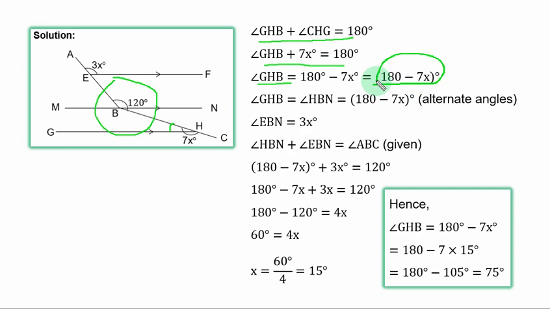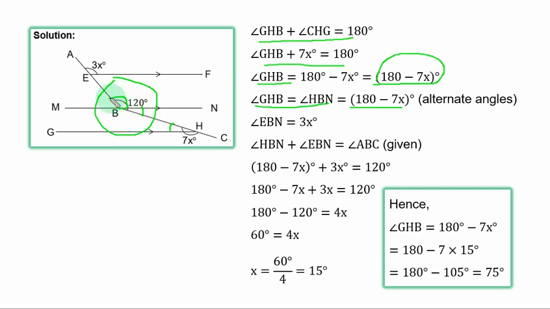So all we just need is s for us to get angle GHB, because MN is parallel to GH. This angle here is also equal to GHB. That is, GHB is equal to HBN. That is 180 minus 7s all in degrees, alternate angles. Now this small angle here, this angle to here is 3s degrees, corresponding angles.